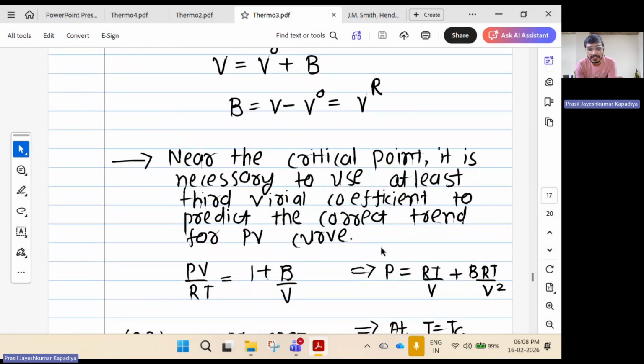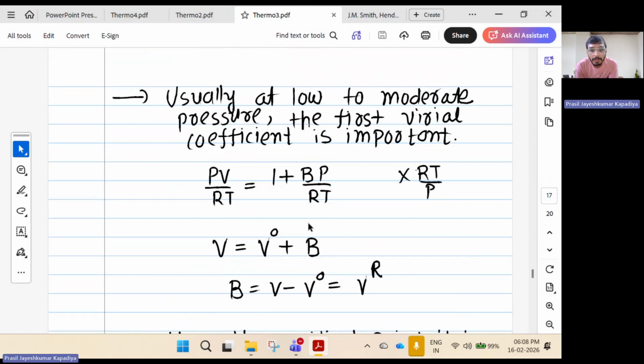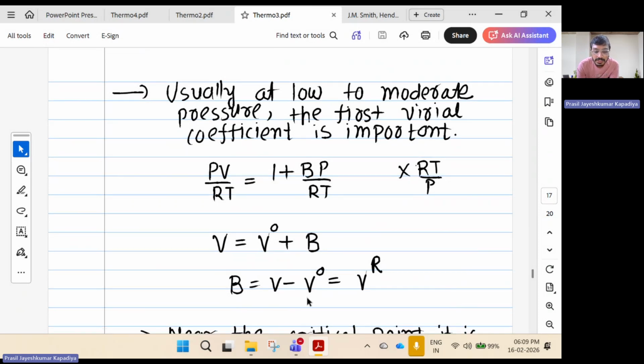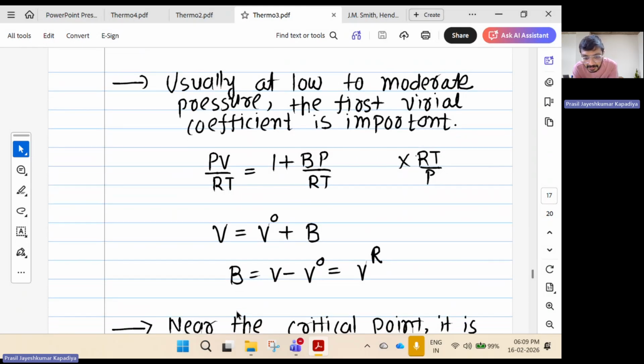Okay, and then we studied the residual property or departure function. That is the actual property of the system minus the property if the gas were at ideal condition. So if I am willing to estimate this, we had actually studied that. So this reduced volume is nothing but equal to B when we are dealing with low to moderate pressures.